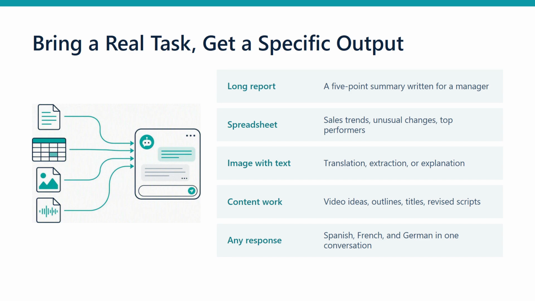Start with a real task from your day. Then give ChatGPT the relevant text, image, spreadsheet, or document. Ask for a specific output, such as 3 key findings, a short summary, a translated version, or a structured content outline. After choosing the right input, you need a clear way to guide the conversation.